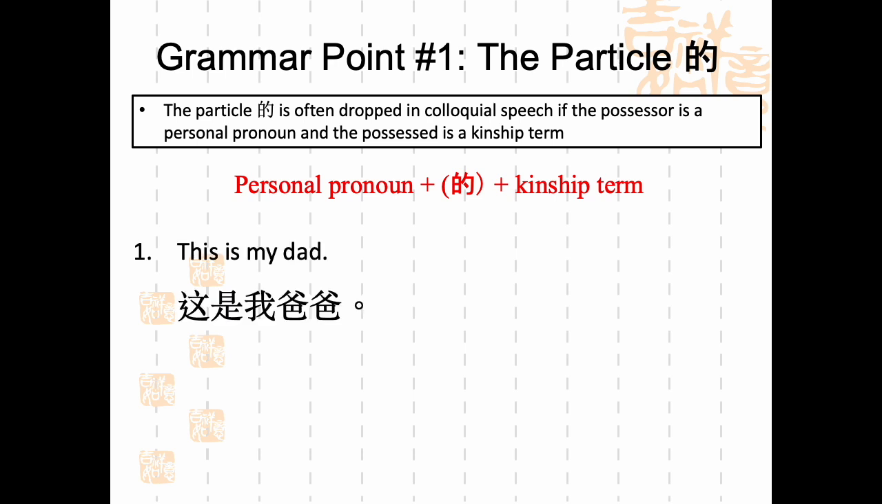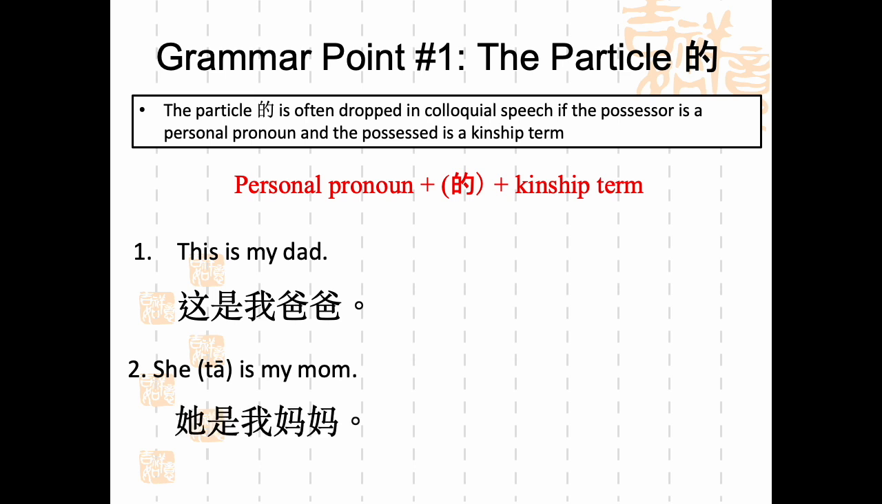Number 1. 中文怎么说 This is my dad. So you would say 这是我爸爸. Number 2. 中文怎么说 She is my mom. 她是我妈妈. Right? So notice how the de is dropped in between the 我 and mama.